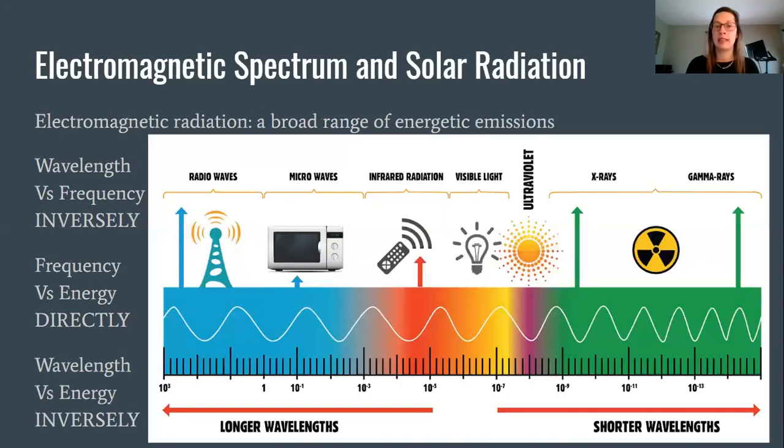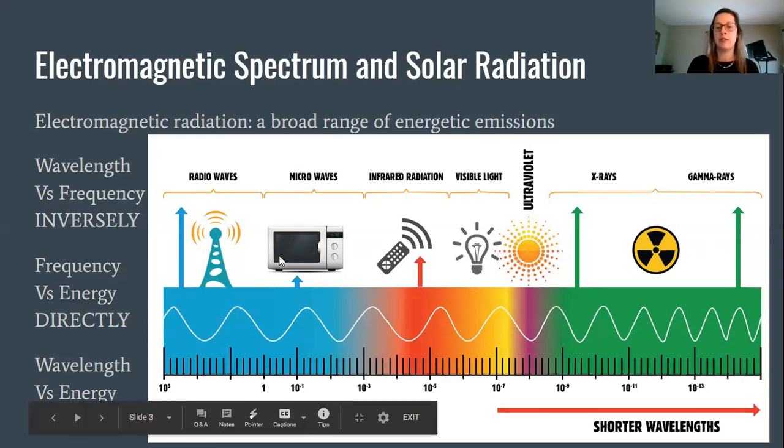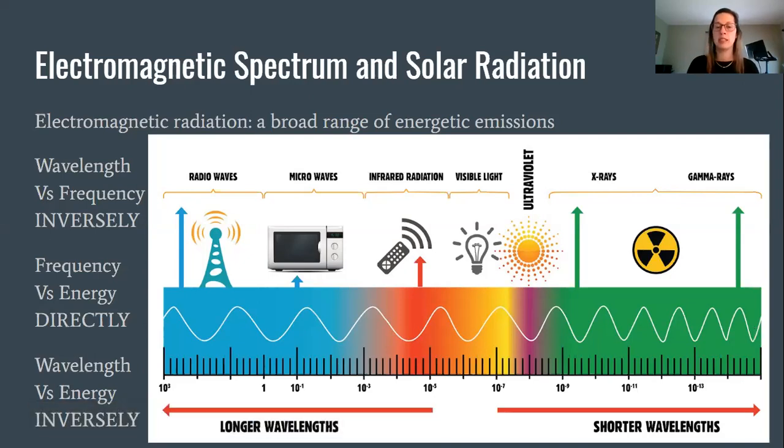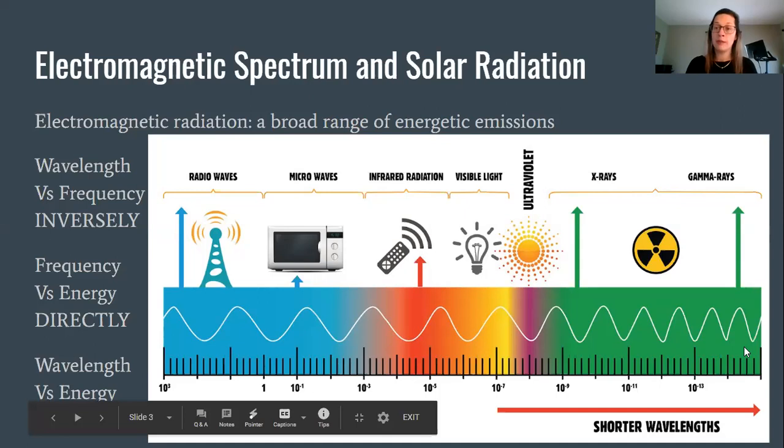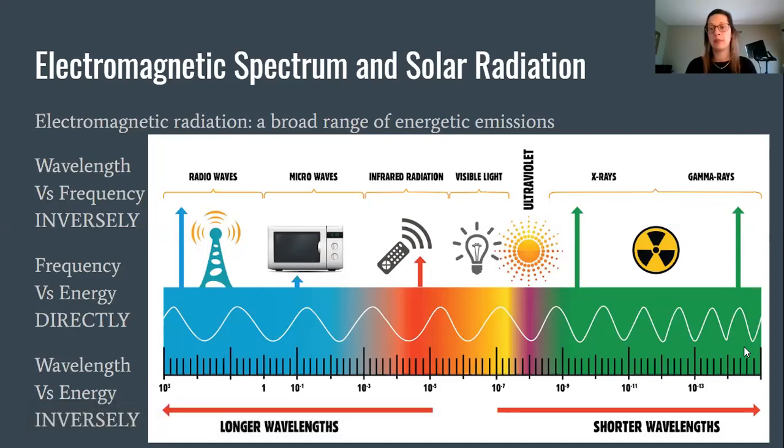So first, we have the electromagnetic spectrum and solar radiation. Electromagnetic radiation is just a broad range of energetic emissions. Here's a visual to help you understand it. On this end, we have gamma rays. They have really short wavelengths, so the peaks come more often, they go up and down more times, which means there's a higher frequency. Every time it goes up and down represents the frequency. The more times it goes up and down, the higher the frequency. This also takes more energy. To have a higher frequency, it takes a lot of energy. So on this end, you have short wavelengths, but high energy, high frequency. And that's like a gamma ray.